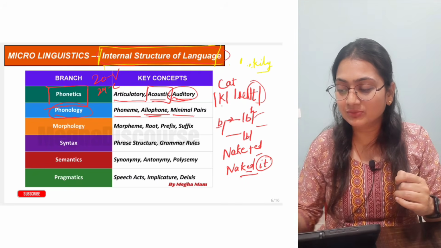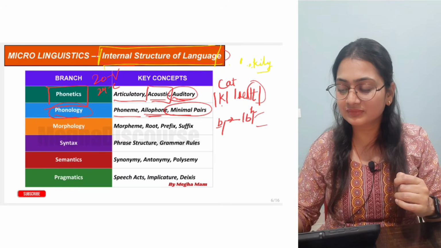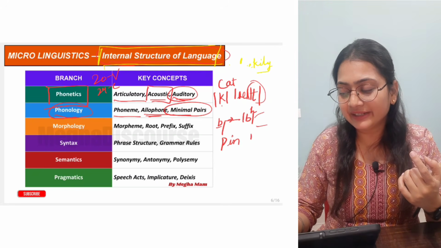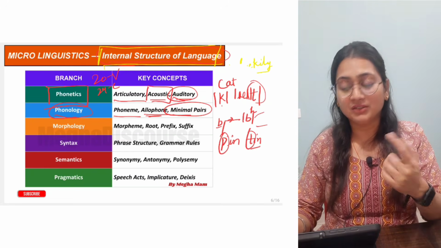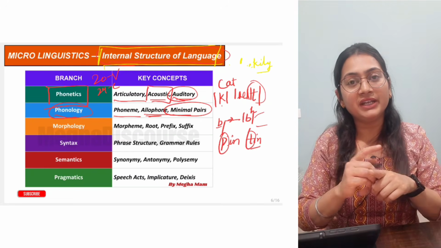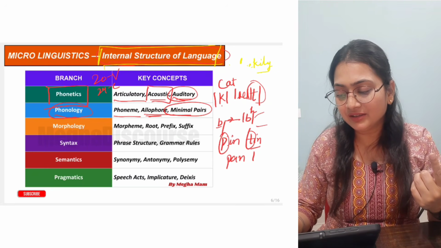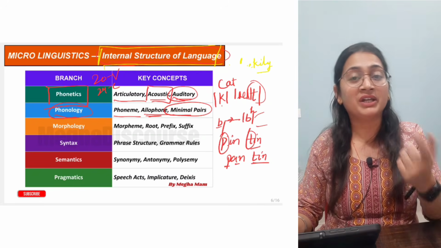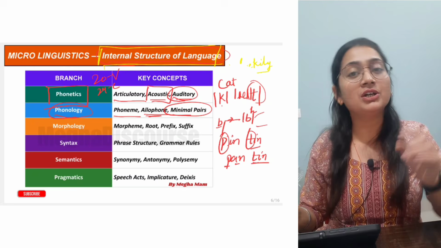Now minimal pair, for instance, pin and tin. There are two words differing by P and T. This is the minimal pair. If I interchange P and T, the meaning is changed. Like for example, pan and tin. How many minimal pairs do we have? Two, like P and A. They both are different here, T and I. So two minimal pairs. So this is called minimal pair and it comes under phonology.